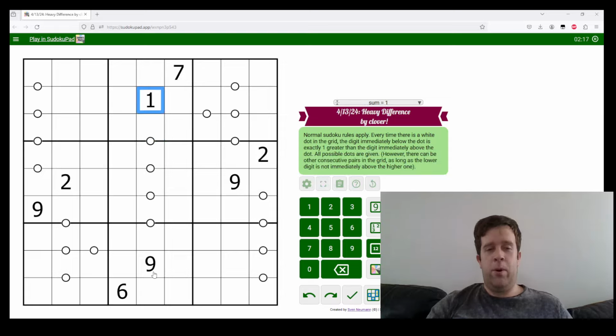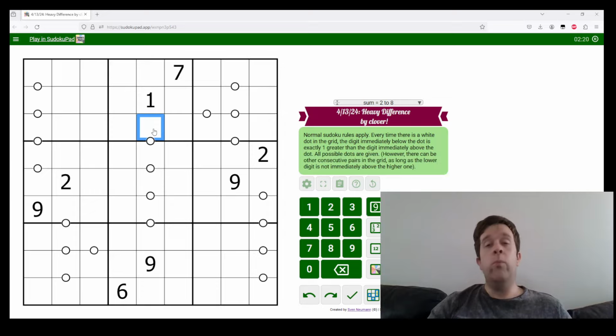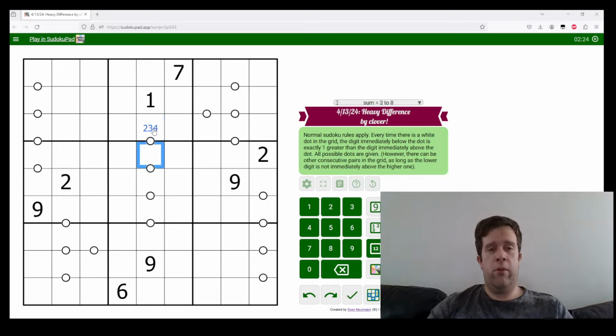Now, we can't put a 1 or a 9 on there. So normally we could pencil this like we would pencil mark a thermometer puzzle. So 2, 3, 4, 3, 4, 5, 4, 5, 6, 5, 6, 7, 6, 7, 8. Yes, we can take the 6 out, but we can take the 6 out for another reason.